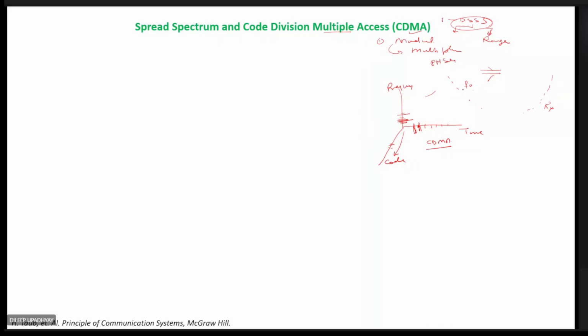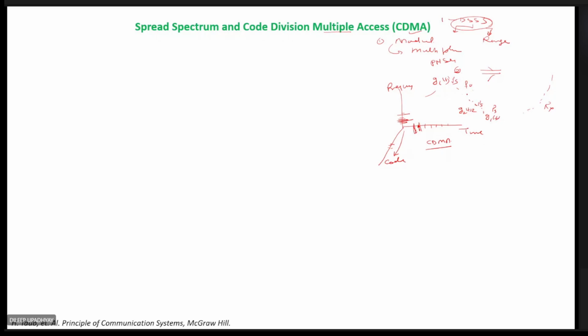Now suppose this is the first user, the first transmitter, and this one is the second transmitter. Suppose this one uses the PN code g1(t), this one uses the PN code g2(t), and similarly this one uses the PN code g8(t). We assume here that all the transmitters transmit the same power, Ps, using the same frequency band, that is, the carrier frequency f0, and at the same time. Then what will happen?